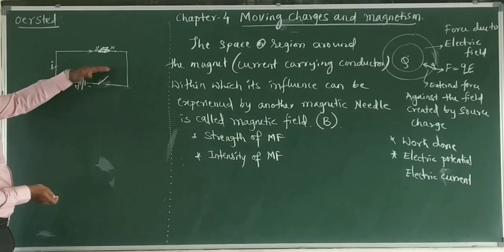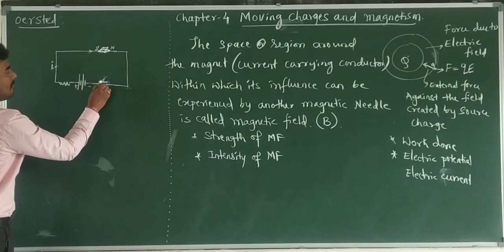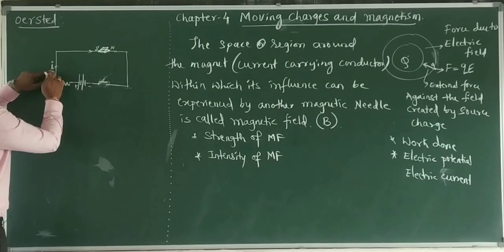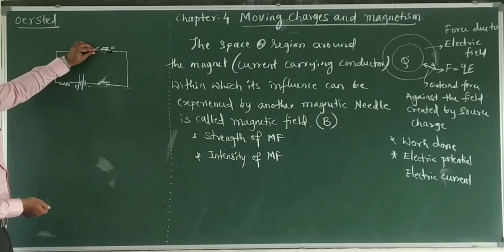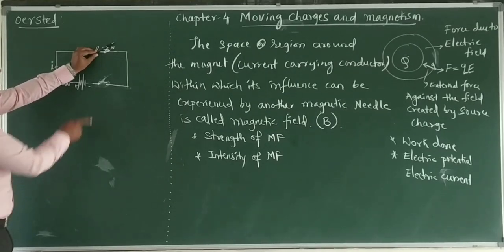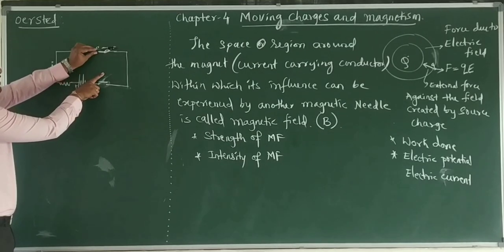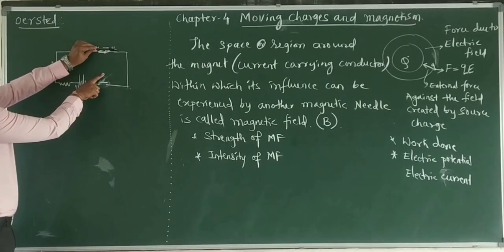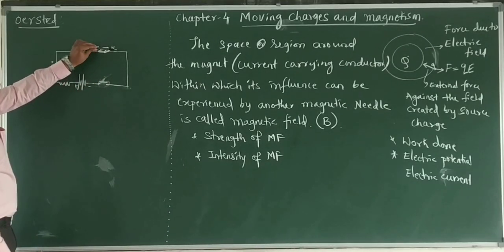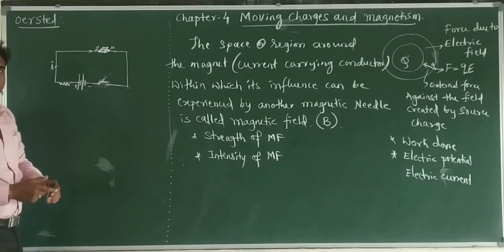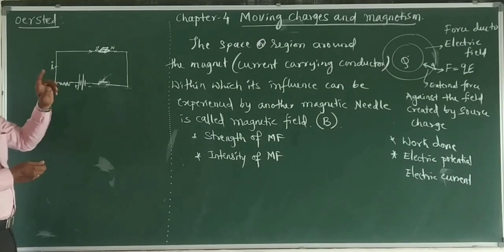If the key is closed like this, then current I will flow. Whenever current I flows, the magnetic needle used to show a certain deflection this way. If the key is open, then current is off. When current is off, the magnetic needle used to come to its initial position like this. So this deflection by the magnetic needle is caused by the current carrying conductor.